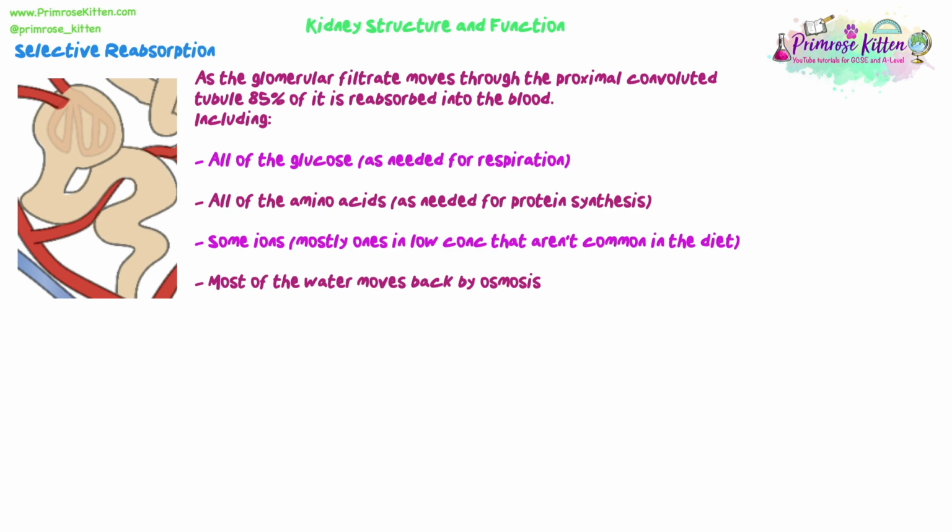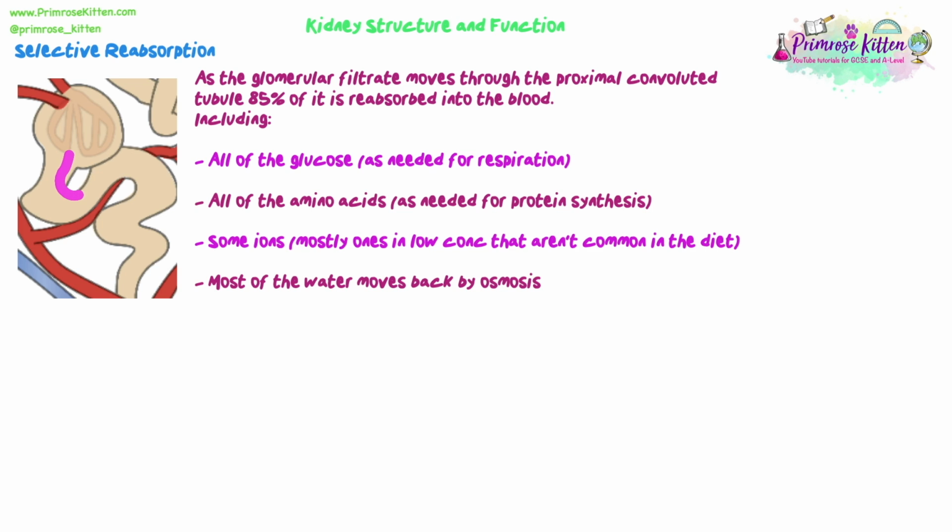So the next stage, once we have filtered out all of the substances, is that we actually need to reabsorb quite a lot of them. As we said, the kidney makes sure that we don't lose a load of these really essential nutrients, and we only filter out waste substances like urea that we don't want to keep. So selective reabsorption is what happens. As the glomerular filtrate moves through the proximal convoluted tubule, about 85% of it is reabsorbed into the blood, which is quite a lot.